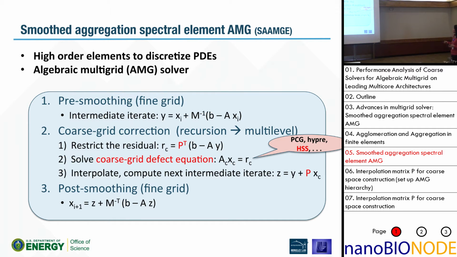But for the coarse-grid solver, you have a lot of options. The simple one is PCG, and you can even use a hypre kind of AMG to solve this coarse grid. And now we're using the new approximate factorization HSS solver to solve this.